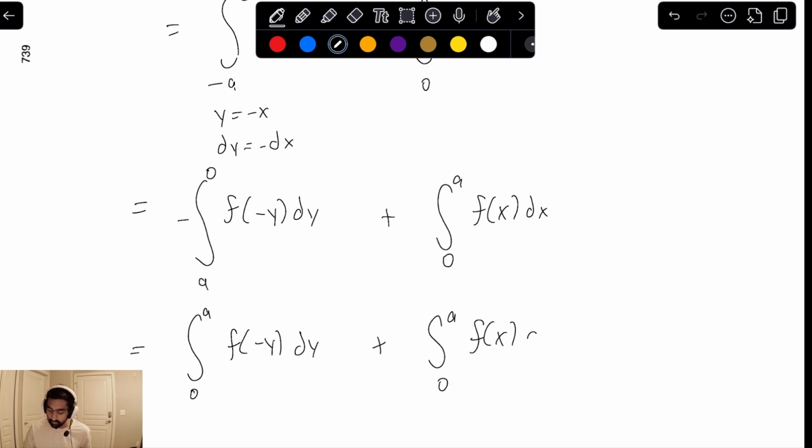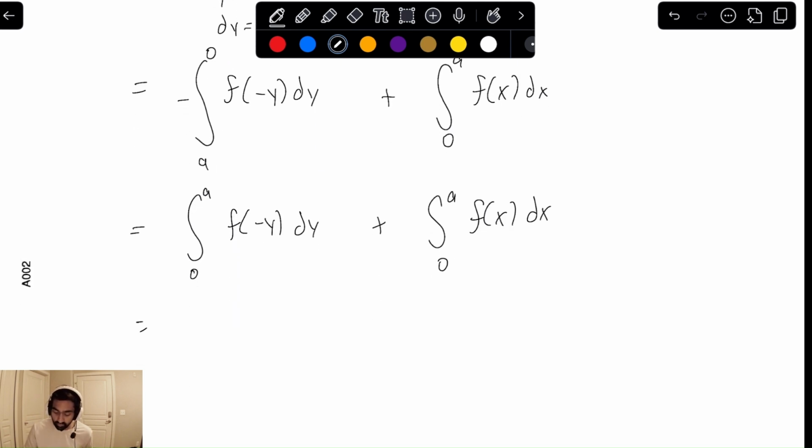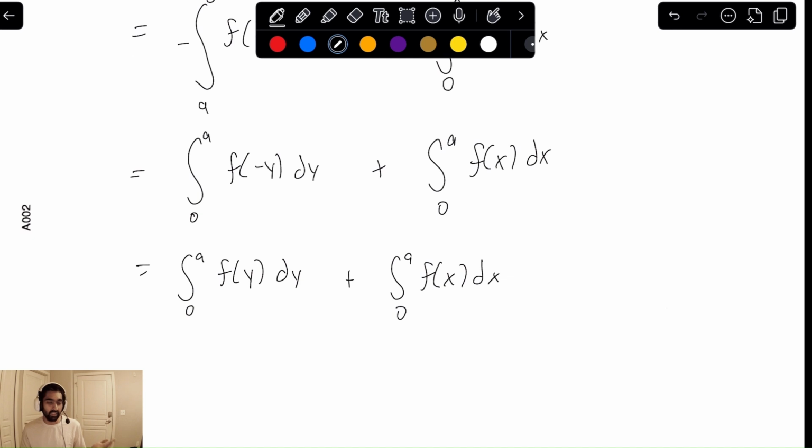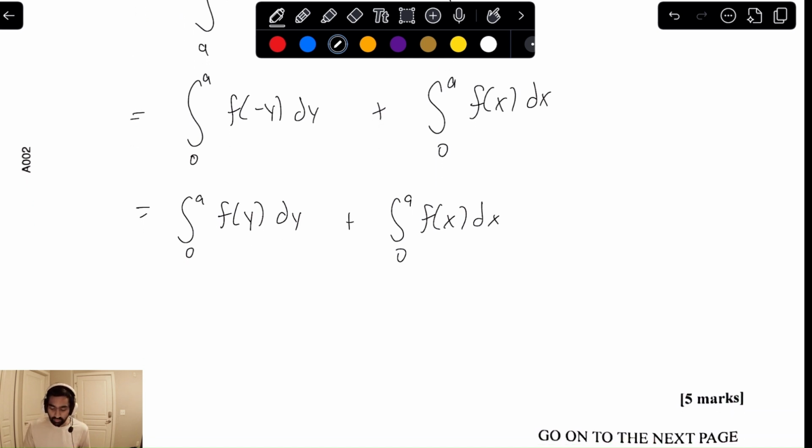Now I have to use that f is an even function, so f of minus y is the same thing as just f of y. This is the integral from 0 to a of f of y dy plus the integral from 0 to a of f of x dx. But the thing is, y is a dummy variable here, which just means I can call it anything I want. So I can change it to an x if I want, the integral from 0 to a of f of x dx for this y.